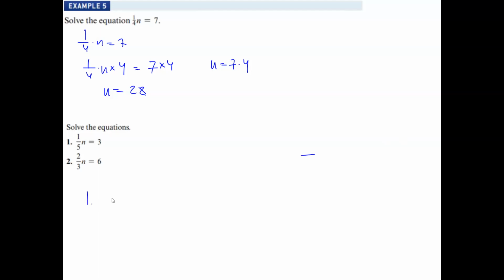Okay, so the first one, 1 over 5 n is 3. So this one is easy, right? N is 3 times 5, which is 15. It's easy. Let's do the second one. This one, it's not difficult, but it's easier to make a mistake here. So I suggest we do this. Multiply by the reciprocal, right?